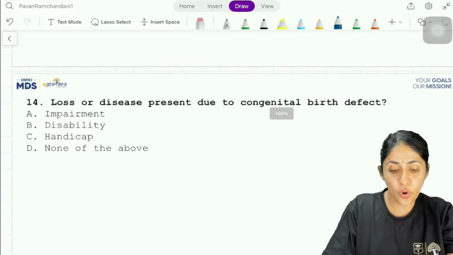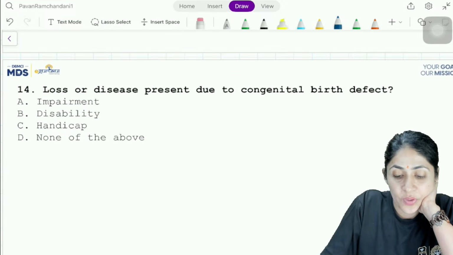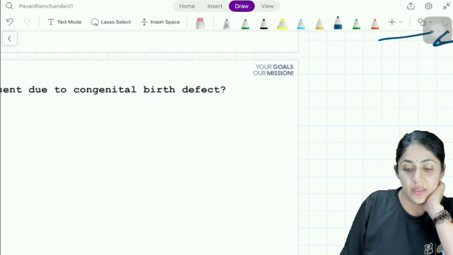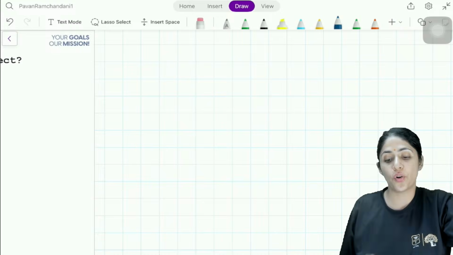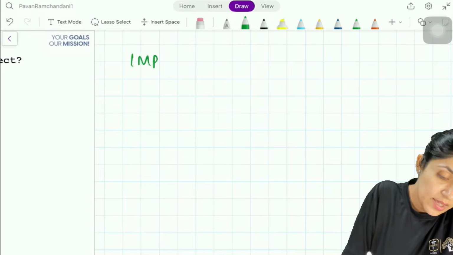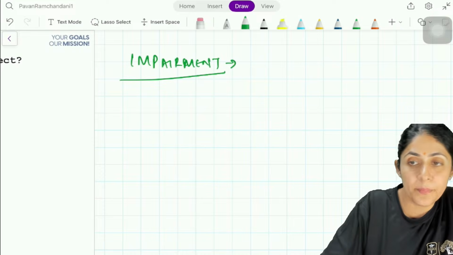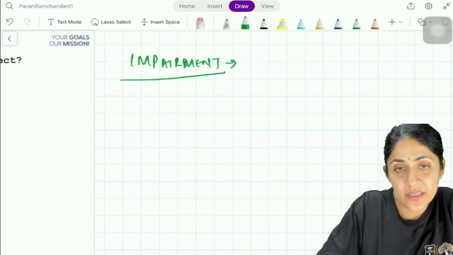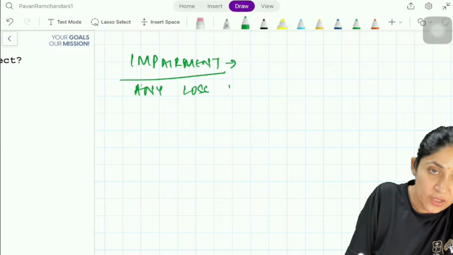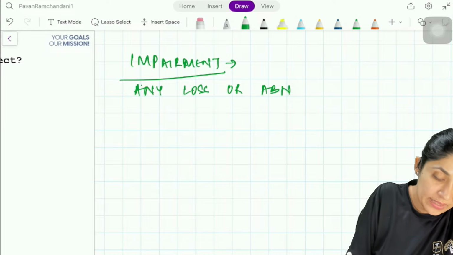Next question is about loss or disease present due to a congenital birth defect. This is called impairment. Why? I will explain. This is in your concept of health. Now what is impairment? Impairment means basically any loss. The definition of impairment is any loss or abnormality.